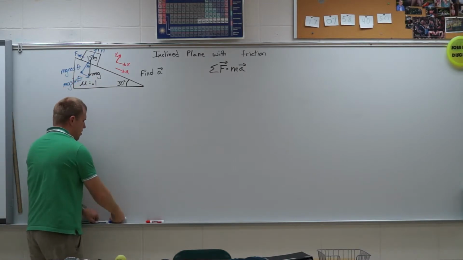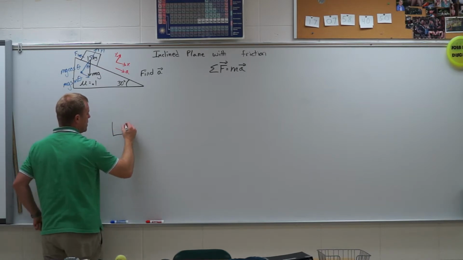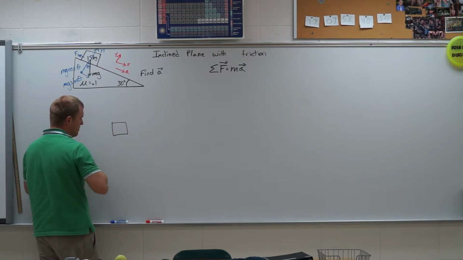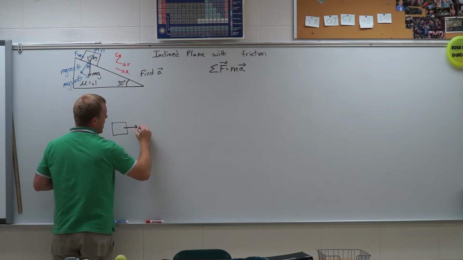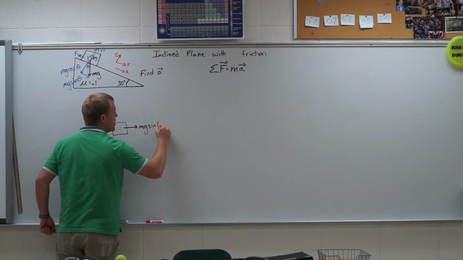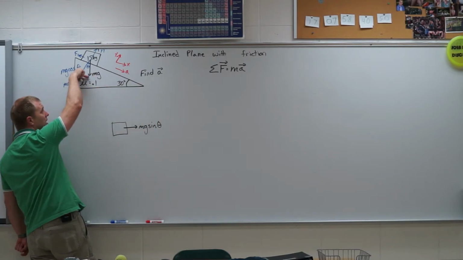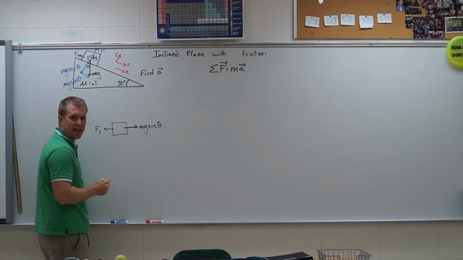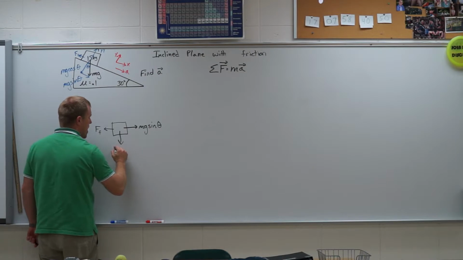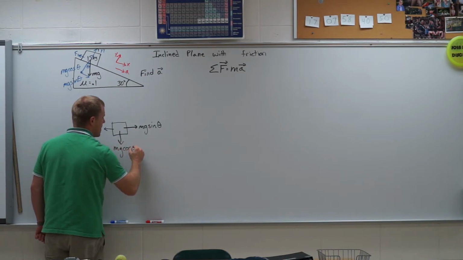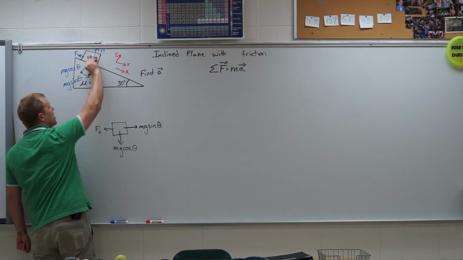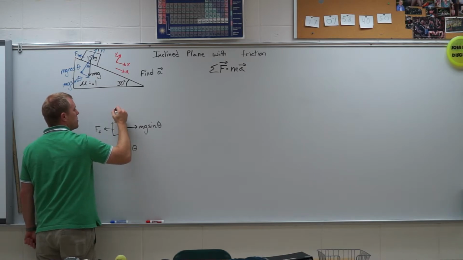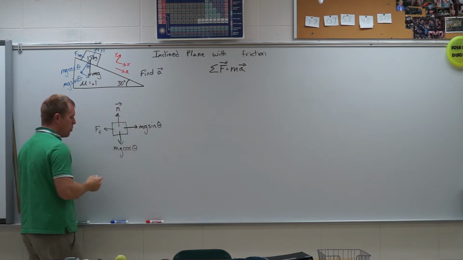And we are going to redraw this just to make it a little more clear for us on what we are doing. So I have mg sine of theta trying to pull it down the incline. I have friction resisting that sliding. I have mg cosine of theta pushing it into the plane, and normal force is the force being supplied by the plane to support it.